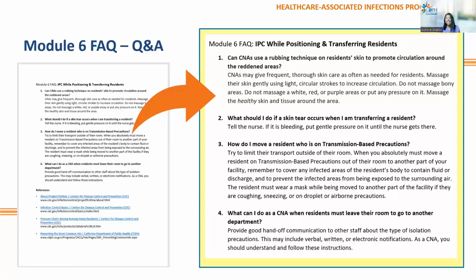Each Project Firstline CNA module is designed to provide 20 to 30 minutes of training content with optional post-training discussion using the FAQ files. You can use any or all FAQs to initiate further discussion among CNAs after trainings, during huddles, or team meetings. After providing training on positioning and transferring of residents, you might, for example, receive questions about rubbing techniques to promote circulation, skin tears, or moving a resident on transmission-based precautions.